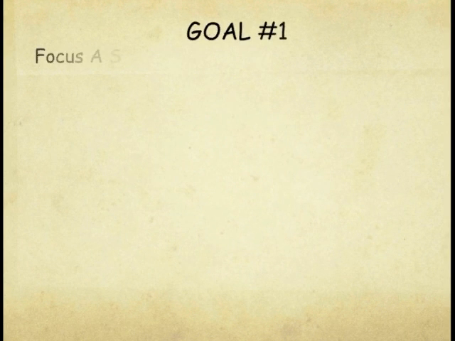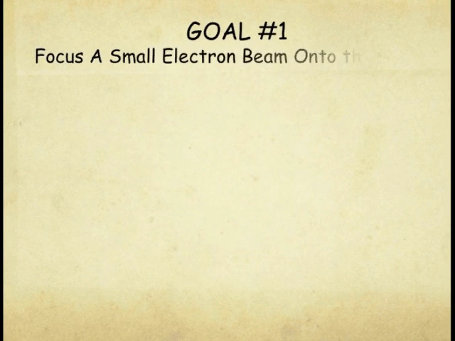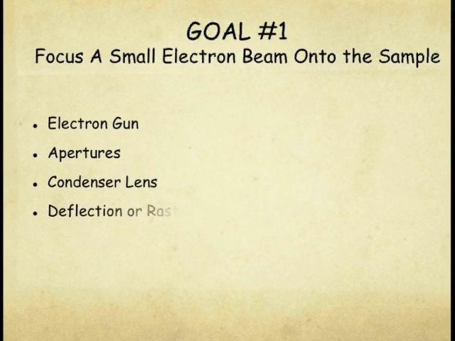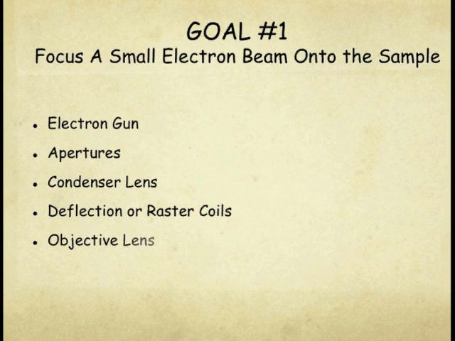So let's begin with a discussion of our first goal, focusing a small electron beam onto our specimen sample. Again, the major parts we will discuss will include the electron gun, apertures, condenser lens, deflection or raster coils, and finally an objective lens.